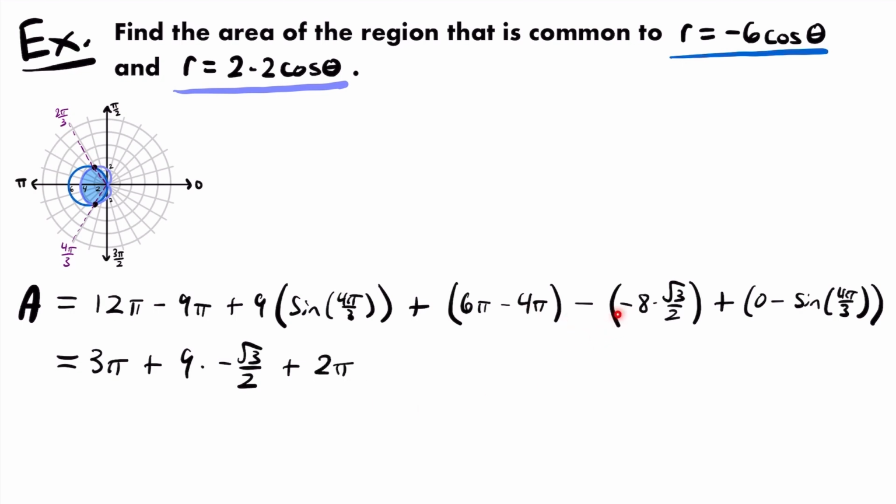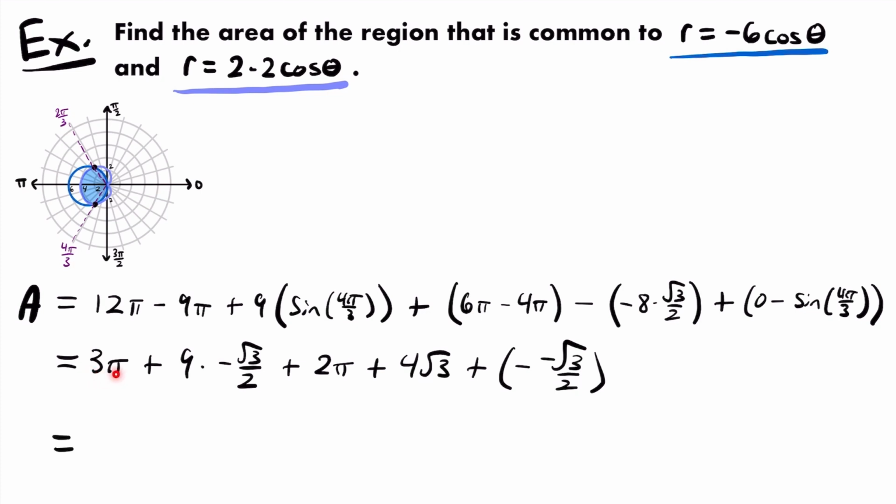And then we have minus negative 8 times the square root of 3 divided by 2. Those two negatives will cancel out. So we'll have plus, and then 8 divided by 2 is 4. So we'll have 4 times the square root of 3. So we'll write 4 square roots of 3. And then we'll add that to 0 minus sine of 4 pi divided by 3. And sine of 4 pi divided by 3 is the negative square root of 3 divided by 2. So we have negative the negative square root of 3 divided by 2, right? Because we have 0 minus the negative square root of 3 divided by 2. But those two negatives will cancel out, and we'll work on that in the next step.